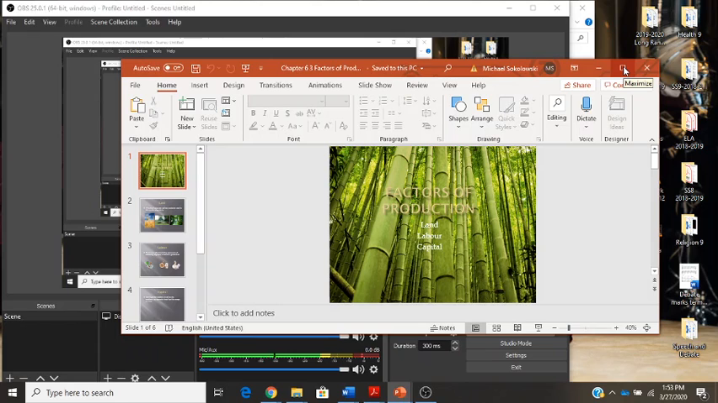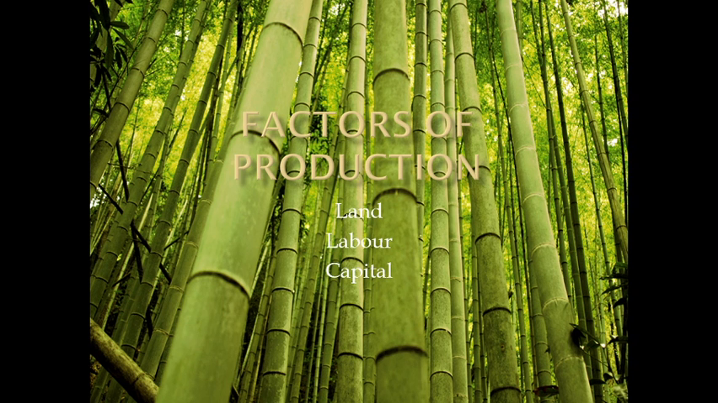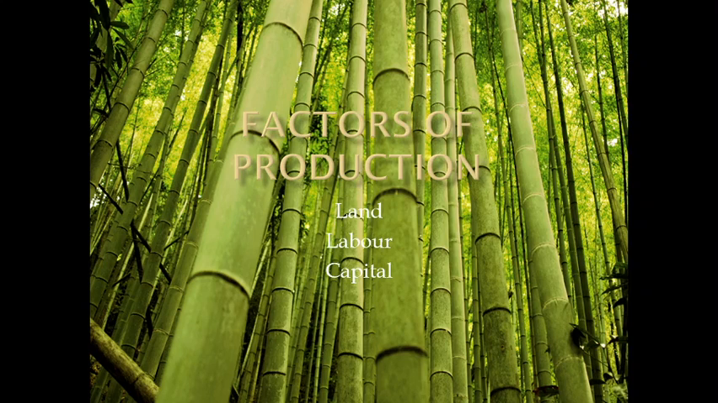Today's topic is going to be the factors of production. We've talked about this in probably both other slideshows, but I think it's important enough and key enough that we should take a closer look at it. So today we're going to look at the factors of production, which we know by now is land, labor, and capital. So we're going to look at these, and then we're going to talk a little bit about them.